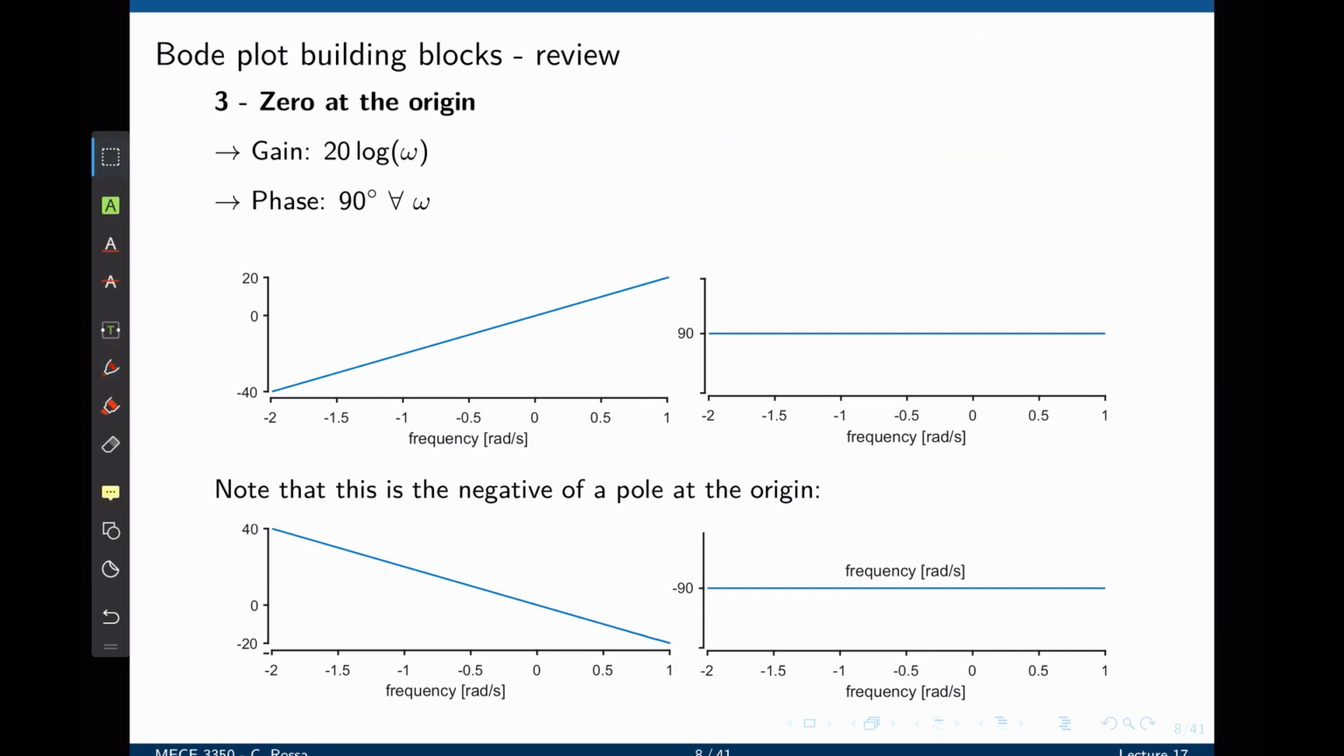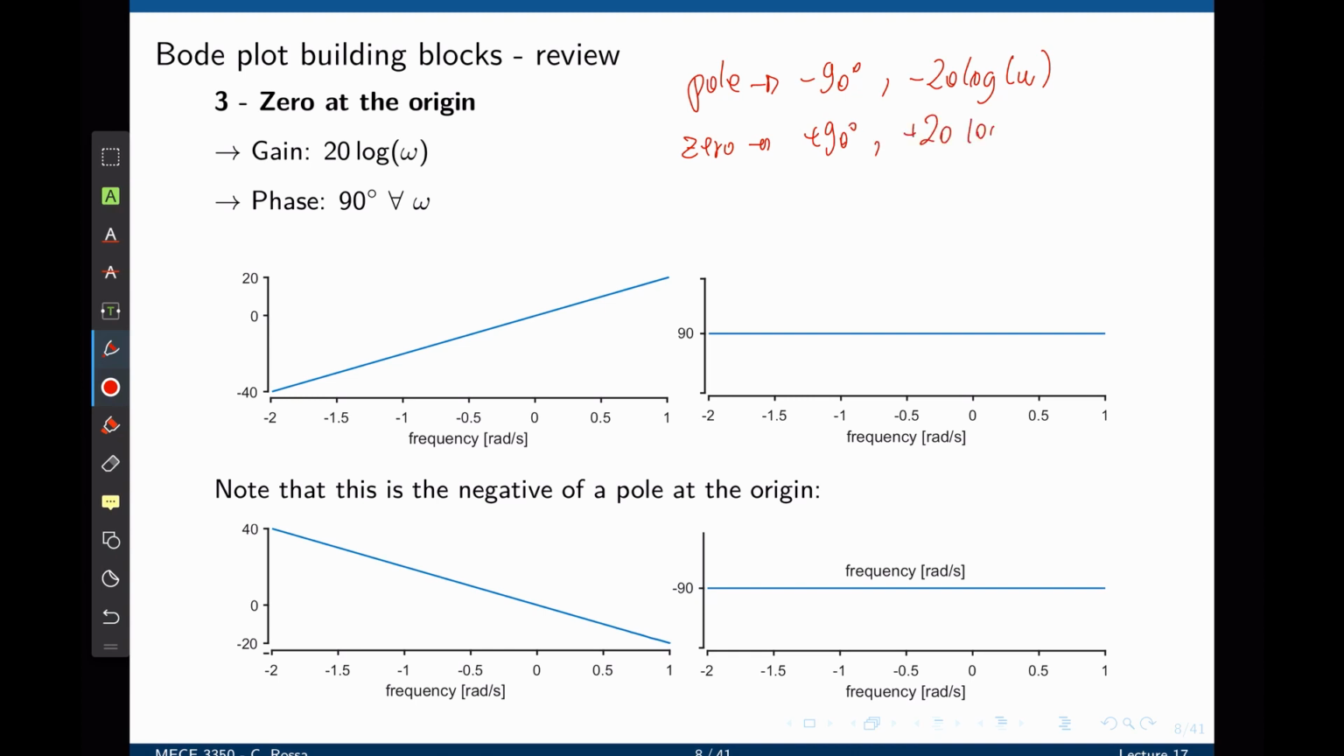If you take the magnitude of this transfer function, the magnitude is simply 20 log of s, or 20 log of ω, and this now results in a positive slope of 20 decibels per decade. If the frequency is increased by a factor of 10, that is 1 decade, the Bode plot goes up by 20 decibels. Notice that for the pole, we had negative 90 degrees and negative 20 log of ω. For the zero, we have positive 90 degrees for the phase and positive 20 log of ω for the magnitude. The negative of a pole at the origin is the zero at the origin.